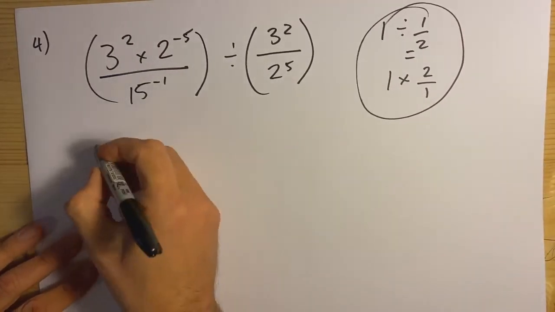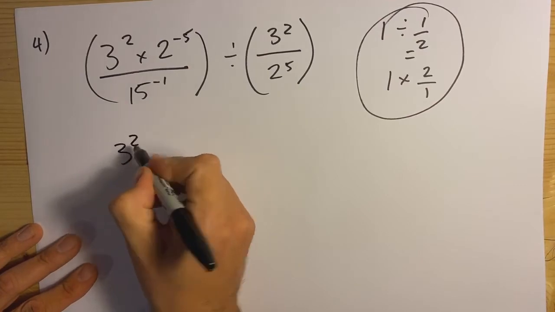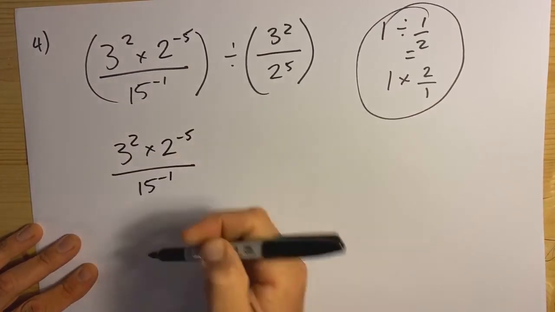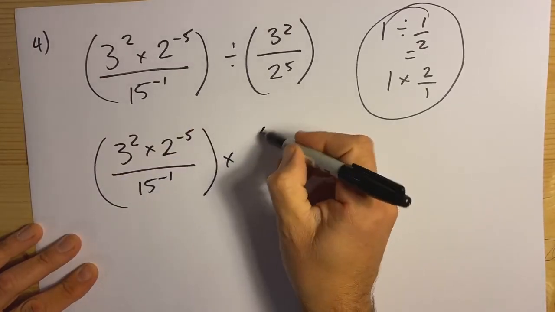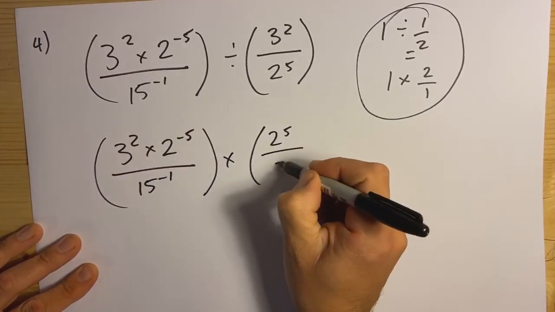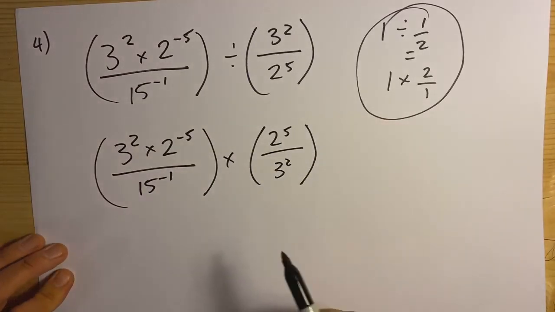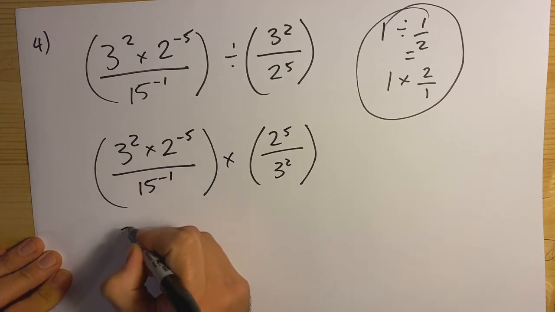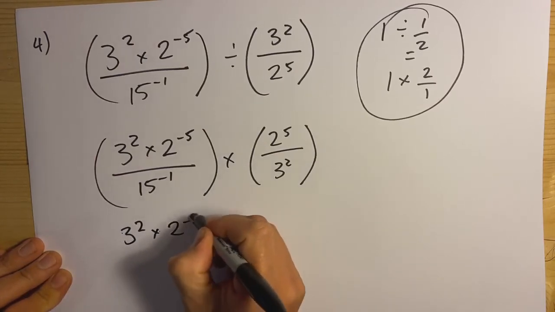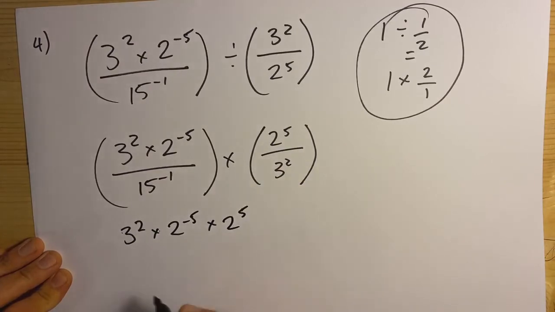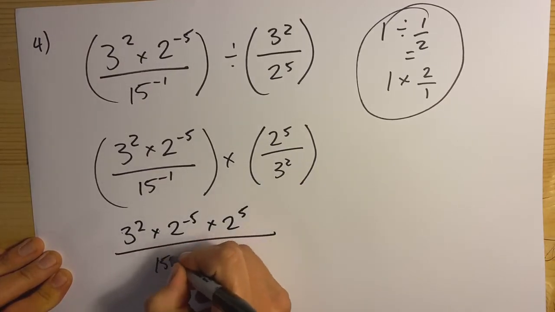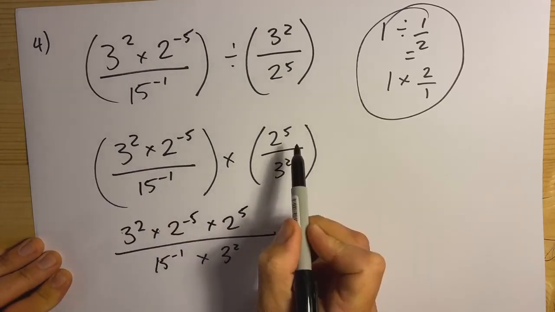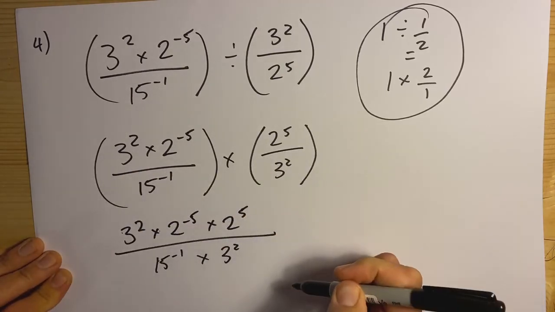Okay, so we can come back to here. We can say this is now 3 squared times 2 to the power minus 5 over 15 to the power minus 1 multiplied by 2 to the 5th over 3 squared. Okay, so now we could write this another way. So 3 squared times 2 to the minus 5 times 2 to the power 5, all divided by 15 to the minus 1 times 3 squared. Because we're just multiplying, we can just extend this divide line straight across.